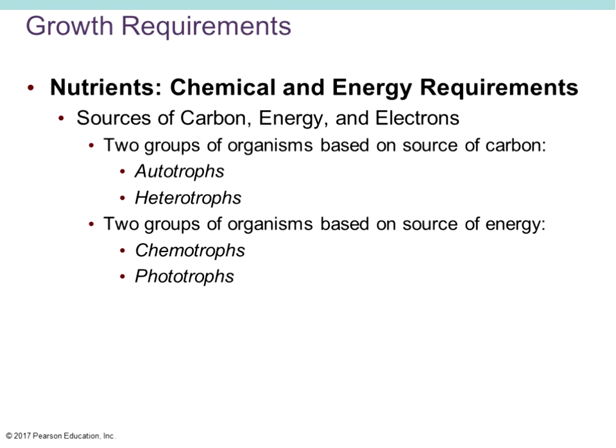categories. They can be autotrophs, like plants. Remember, auto means self, so they are self-feeders, troph is feeding. So autotrophs, like plants, means that they can use photosynthesis or photosynthesis-like properties in order to make their own food.